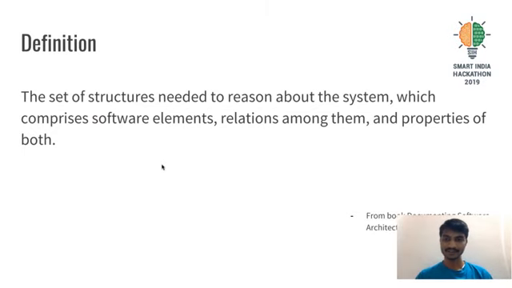Okay, let's see the definition of software architecture first. This is the definition given by the Software Engineering Institute, and it's also published in a book called Documenting Software Architecture, Views and Beyond. This definition says software architecture is nothing but a set of structures needed to reason about a system. These structures may comprise software elements, relations, and their properties.